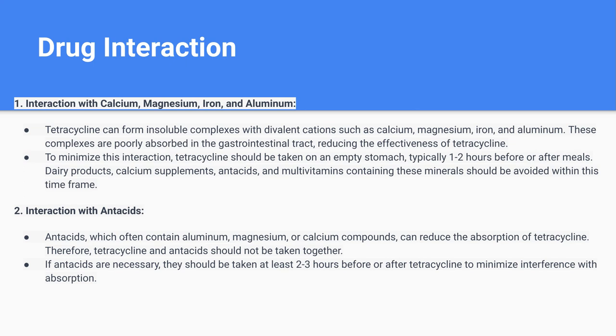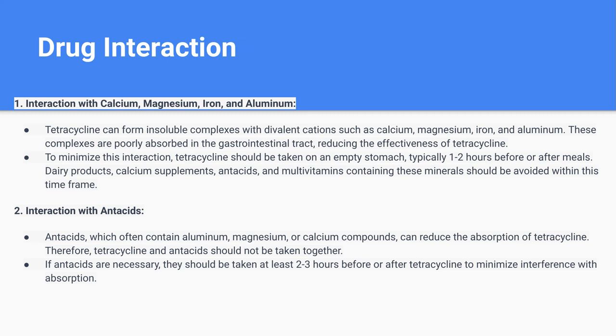Then moving on to drug interaction. First of all, what we have already discussed: calcium, magnesium, aluminum, chelation. I don't think I need to explain again. Same goes with antacids. Correct? So if a patient needs to take antacids, what will you do? It should be taken 2 to 3 hours before or after tetracycline.